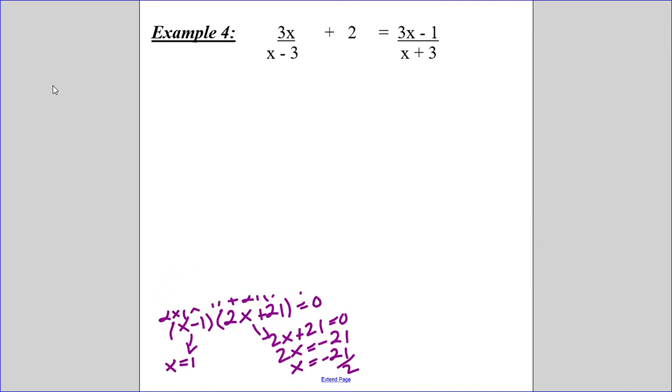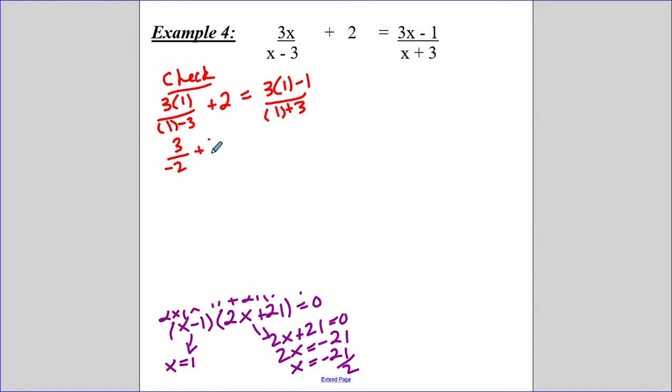Okay, so let's go through and check these out. So as a check, start with x equal to 1 first. So 3 times 1 over 1 minus 3 plus 2, does that equal 3 times 1 minus 1 over 1 plus 3? Everywhere there's an x, I just plugged in a 1. So 3 times 1 is 3, 1 minus 3 is negative 2, plus 2, does that equal 3 times 1 minus 1 is 2, and 1 plus 3 is 4.